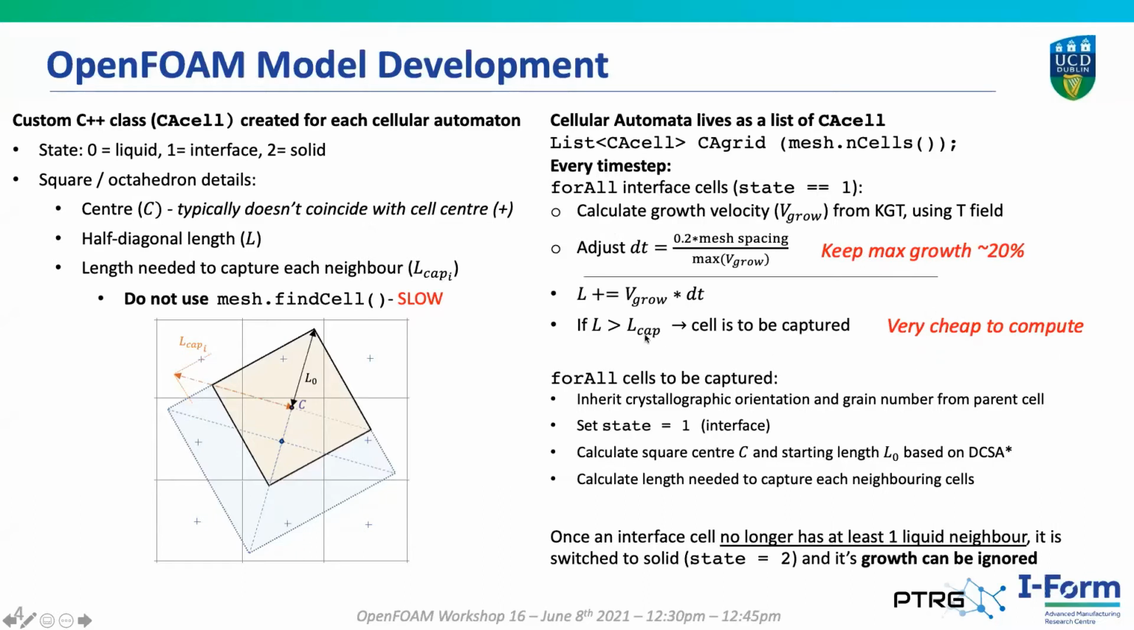Then for any cells that are to be captured, I cycle through those and capture them. They inherit the crystallographic orientation from the parent octahedron. I set the state to 1 and then calculate the square center and the starting length based on the specifics of the algorithm. And I calculate the length needed to capture each of the neighboring cells. Once an interface cell no longer has at least one liquid neighbor, its growth can be ignored by switching its state to 2.